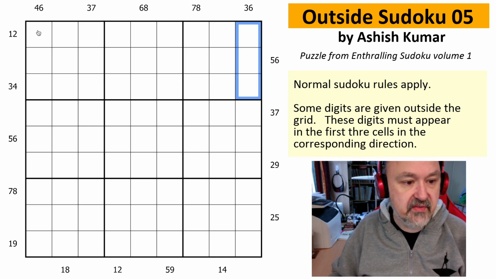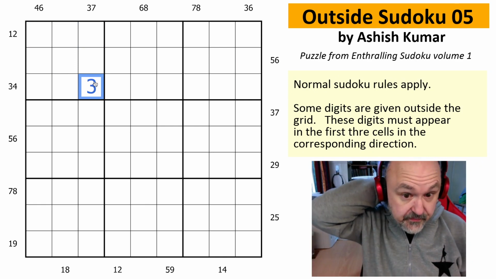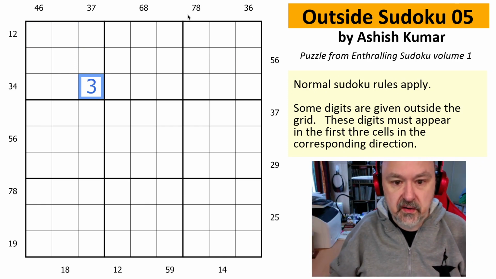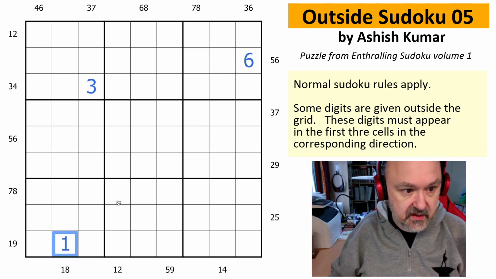Now, one of the interesting things we have with Outside Sudoku is, because you know that 3 must be in these 3 cells and 3 must be in these 3 cells, you can immediately go through and you can just place a 3. And we can do the same here with 6. This only really works in the corner boxes. We've got nothing in this box, and we can place a 1 here.